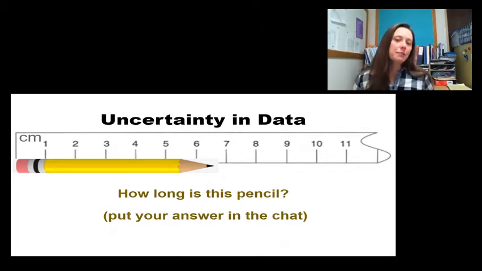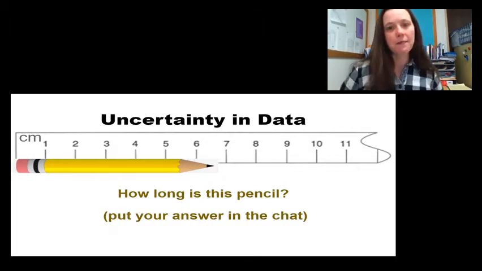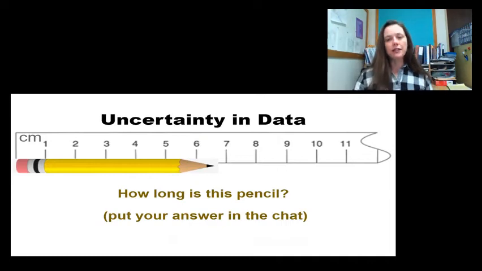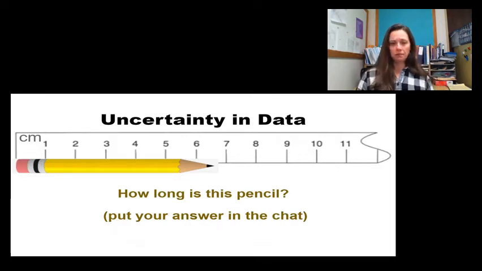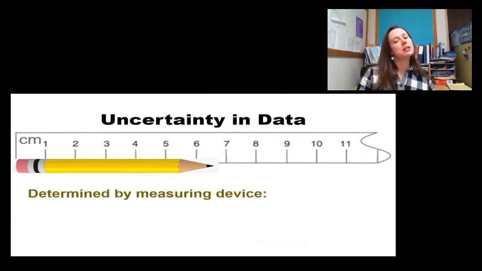Okay, the second topic was looking at uncertainty in data. So we looked at this diagram. We have a ruler here measured in centimeters and a pencil sitting on top of it. We want to know how long is the pencil. So kind of in your head, think about what would you write down as a measurement for that pencil? Okay. And in class, a lot of people said 6.6 centimeters, 6.7 centimeters, 6.5 centimeters.